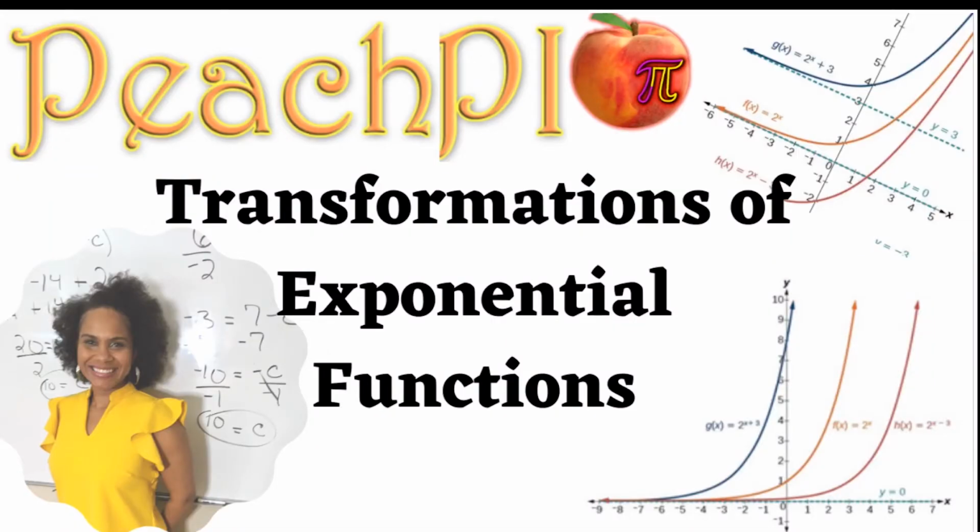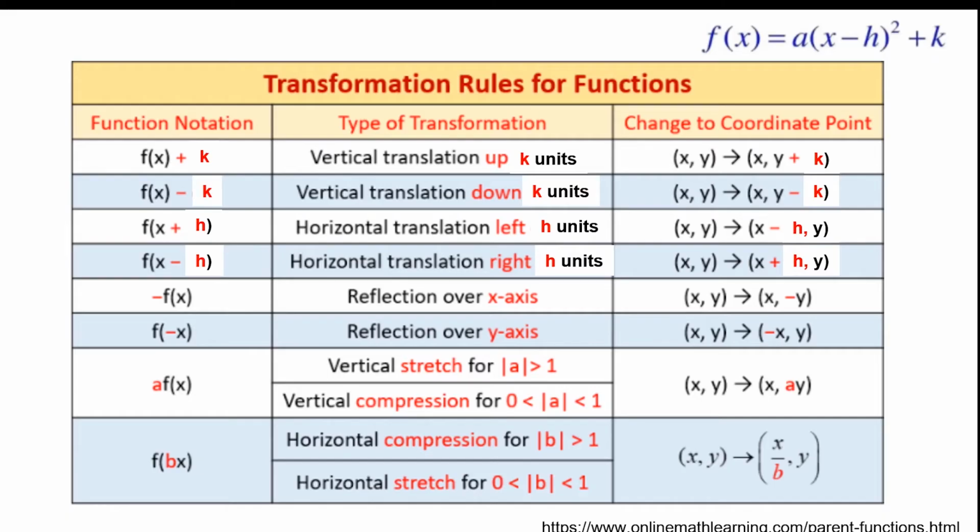In this lesson, we're looking at transformations of exponential functions. So here we have the transformation rules for functions. The first two right here, we have f of x plus k and then minus k. That is outside of the parentheses, and so that is a transformation up or down. If it's positive, it is that many units up. Negative is k units down.